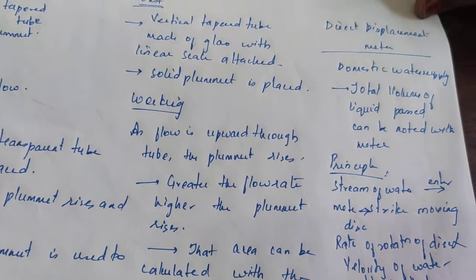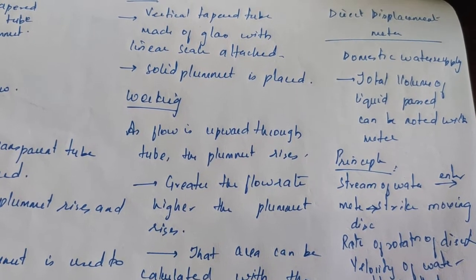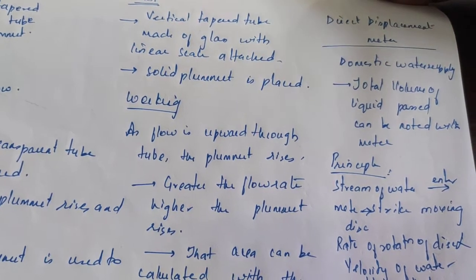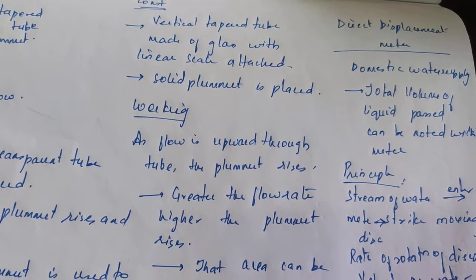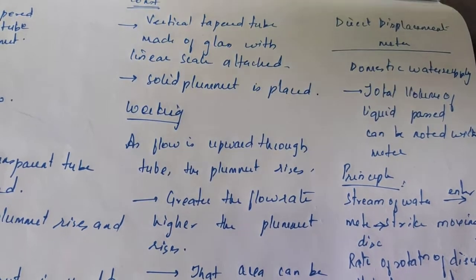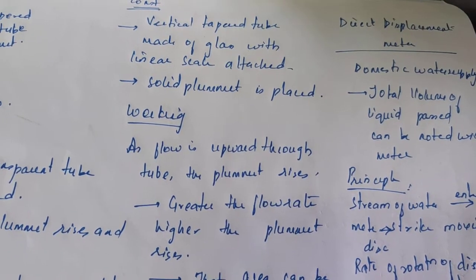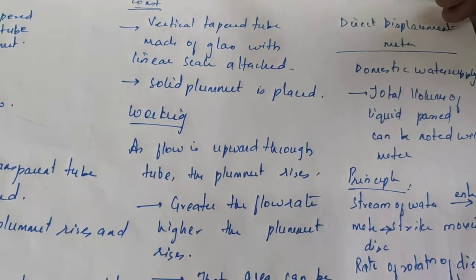This is a very easy and very small one. Direct displacement meter you will be finding at your homes, and it is used for domestic purpose to measure the water being passed. Okay, so at homes you'll be having some water meter over there. So how that meter calculates the water received by you, that can be measured here.